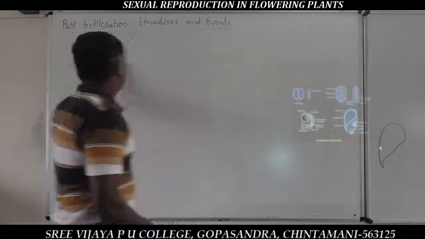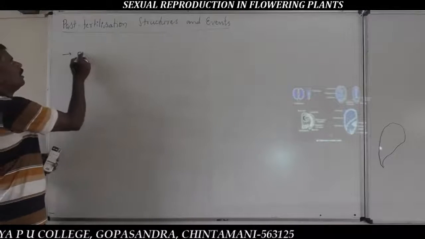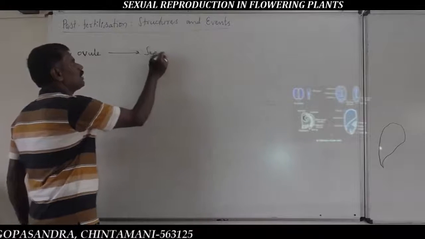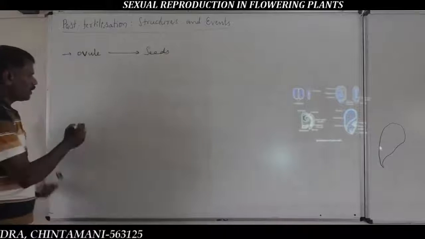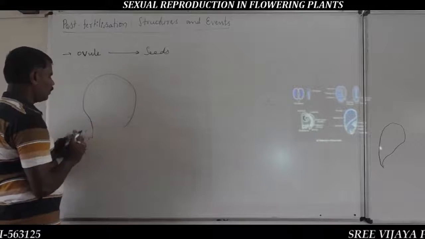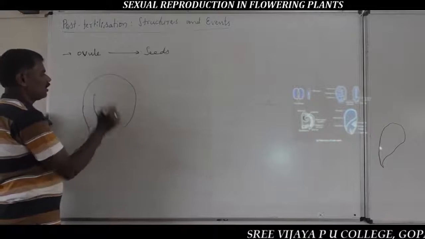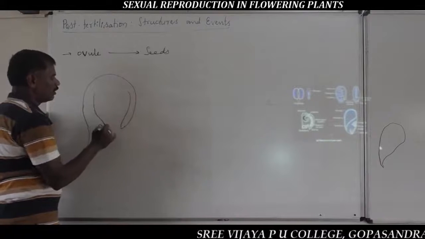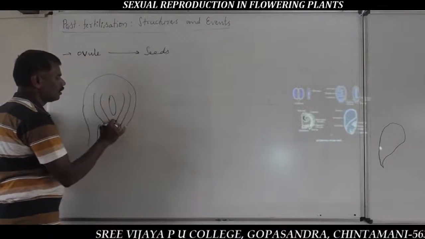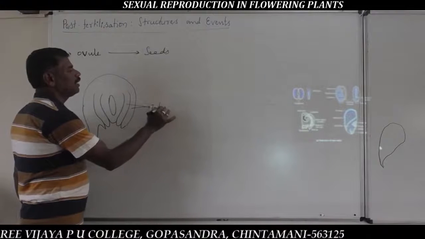So here, at the time of the complete ovule, ovules are developed as seeds after fertilization. As we know, the ovule consists of two integuments, the inner and outer integuments.